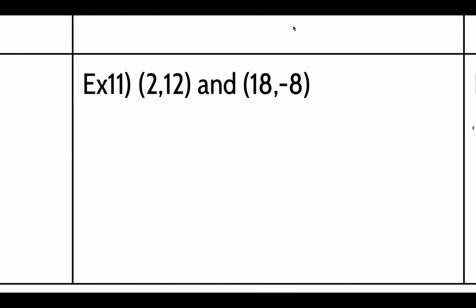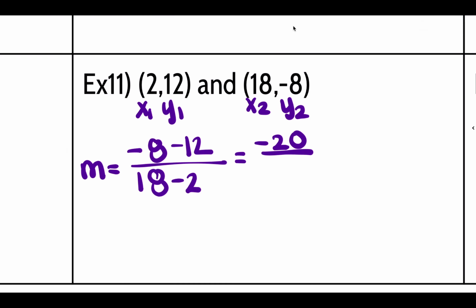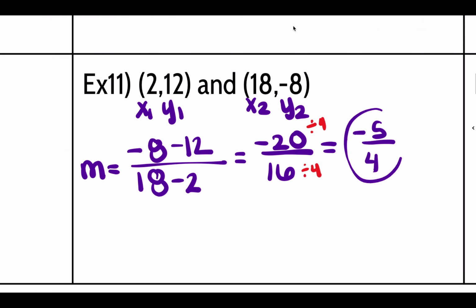Okay? Next one, we have x1, y1, x2, y2. You're going to see me label my points every single time. That way no mistakes are made. Negative 8 minus 12 over 18 minus 2. This becomes negative 20 over 18 minus 2, positive 16. If you reduce this fraction, both of these can be divided by 4. So divide by 4, we get negative 5 over 4.